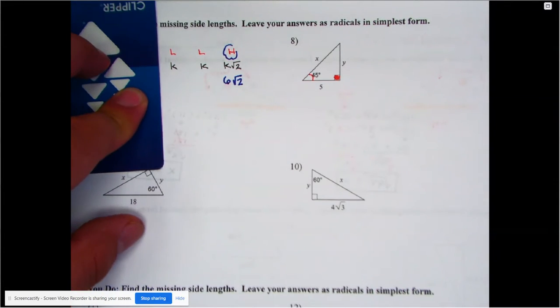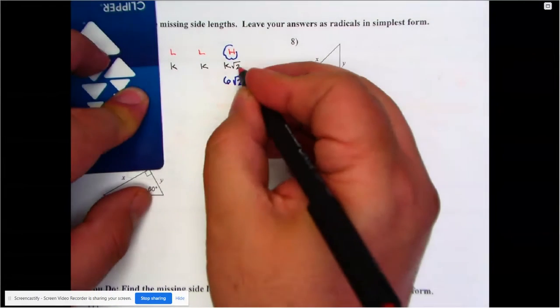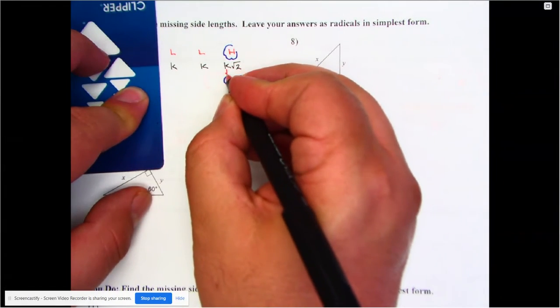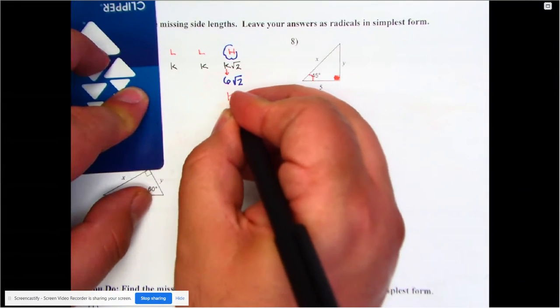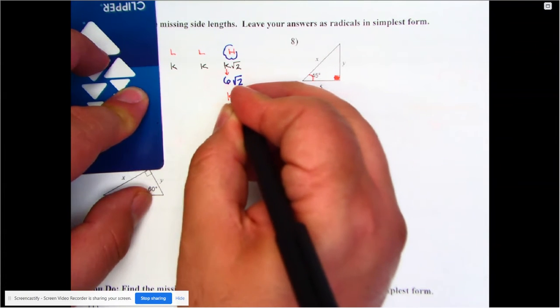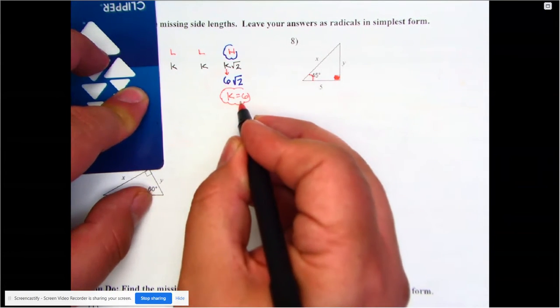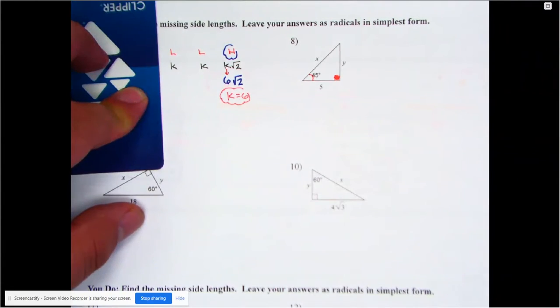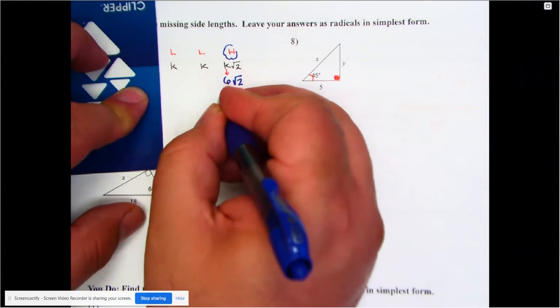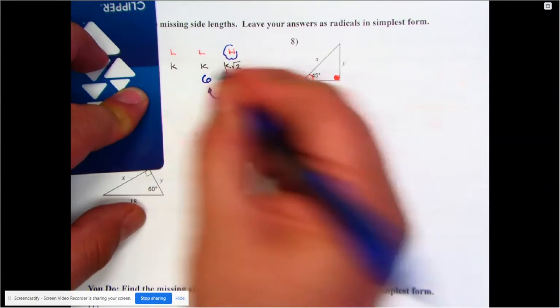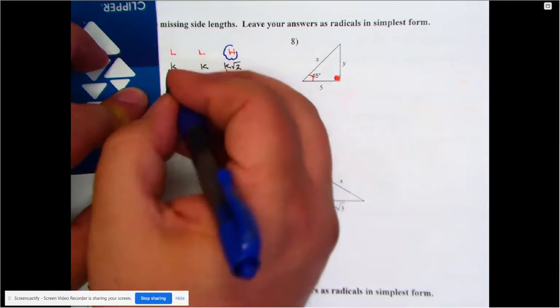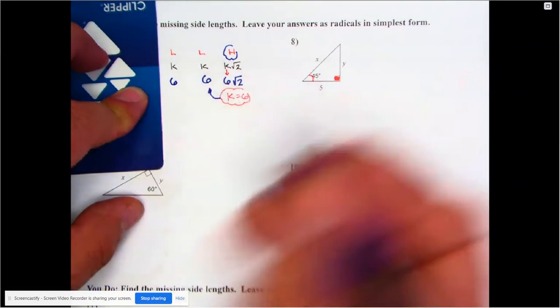Well, think about it. It says radical 2. Here's the K. Then K must be the number 6. And if K is the number 6, then anywhere I see a letter K, I'm going to put a number 6. Well, look at that. I see a K right here, then I'll put a 6. I see a K right here, then I'll put a number 6.